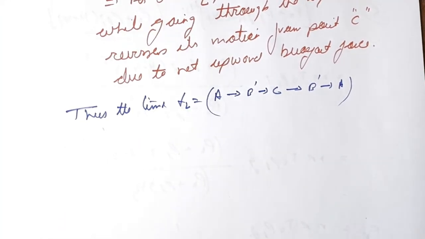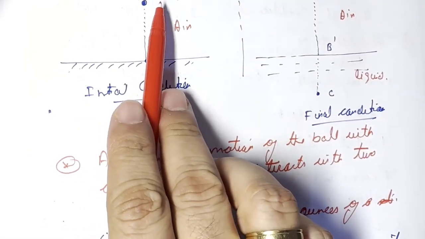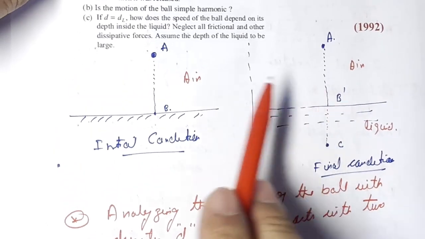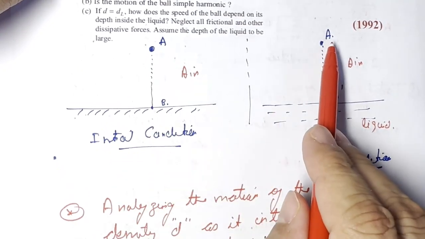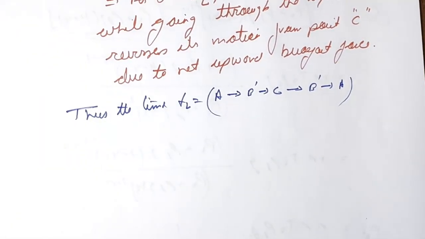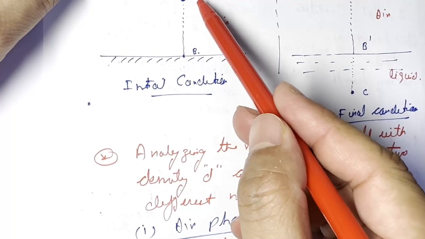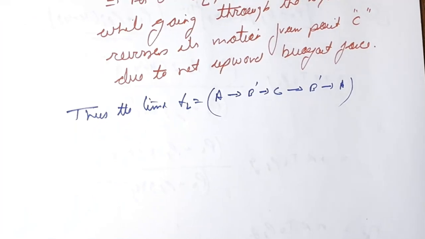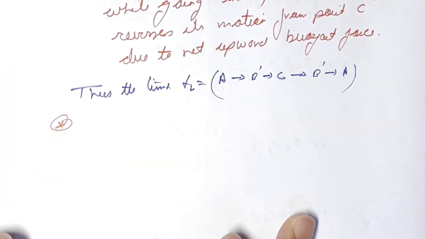Now in order to calculate T2, we can clearly understand that the distance traveled from A to B will be the same as that from A to B prime. So it means the time taken by the ball from A to B will be the same as that from A to B prime. So let us calculate this distance from A to B using the elastic collision theory. Let us first solve it for our air phase.